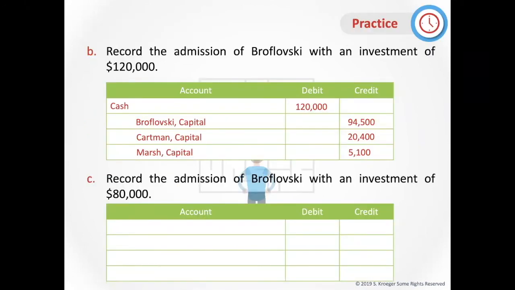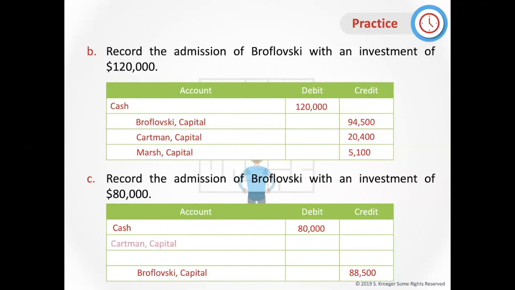The journal entry is pretty similar to part B. First, we enter the cash. How much cash is Broflovski giving the business? $80,000. Next, we have to put Broflovski's capital account on the books for the value of his investment, which we calculated to be $88,500. Remember, in this case, the cash amount is less than the capital. In part B, the old owners got extra money. In this case, they'll be losing it. Instead of doing a credit to the old owners, we're going to be doing a debit to the old owners. Their capital will be going down.